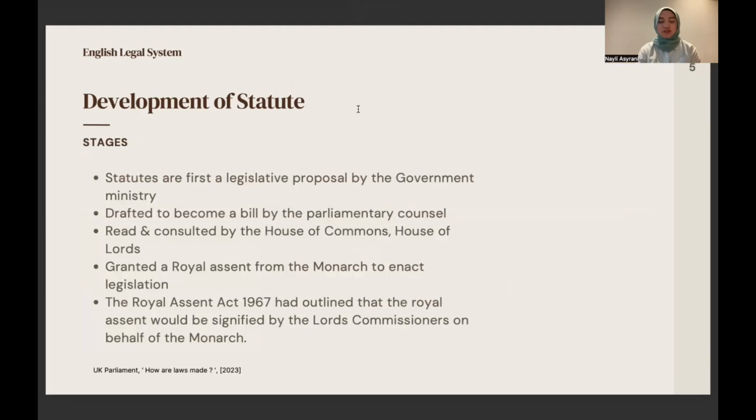And there are several stages in the development of a statute. Firstly, a statute begins as a legislative proposal by a government ministry. It is then drafted to become a bill by the Parliamentary Counsel. Third, it is read and consulted on by the House of Commons and House of Lords. This is where consultations and amendments are made. Then it is granted royal assent from the monarch to enact legislation, and the Royal Assent Act 1967 outlined that the royal assent would be signified by the Lords Commissioners on behalf of the monarch.